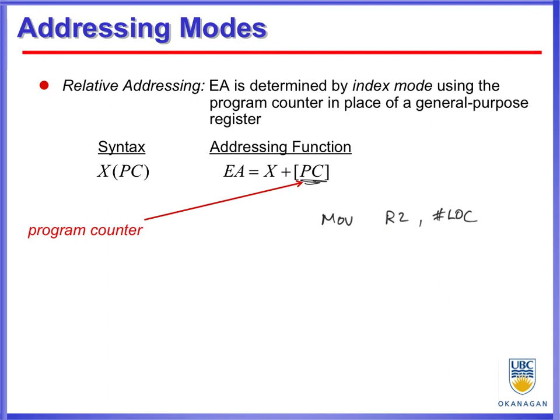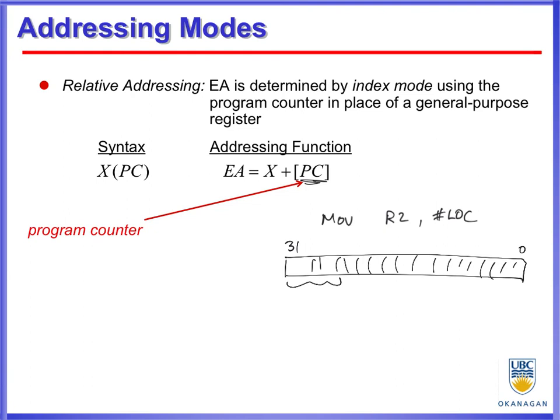This is an immediate instruction, immediate addressing mode, right? Remember, this instruction has to fit in 32 bits, 0 to 31, okay? Some of those bits, maybe 4 of them, have to be reserved for a unique pattern that corresponds to the move instruction, right? Maybe another 4 bits are reserved for R2, depending on how many general purpose registers you have. Which means the rest here for LOC is 32 minus 8, 24 bits.